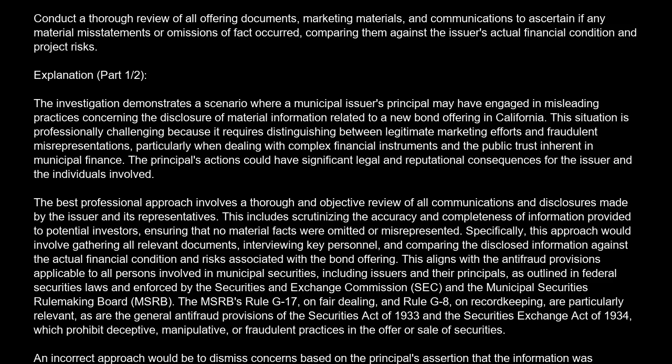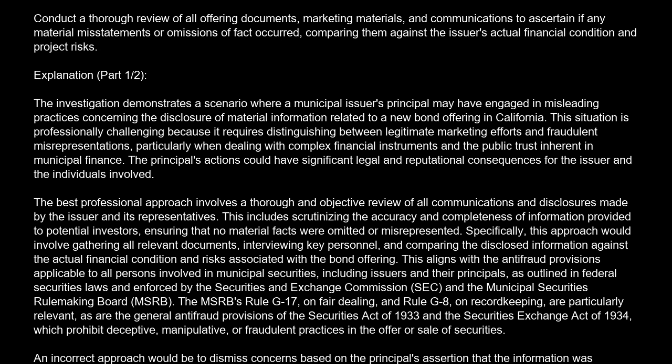The correct answer is A. Conduct a thorough review of all offering documents, marketing materials, and communications to ascertain if any material misstatements or omissions of fact occurred, comparing them against the issuer's actual financial condition and project risks. Explanation. The investigation demonstrates a scenario where a municipal issuer's principal may have engaged in misleading practices concerning the disclosure of material information related to a new bond offering in California.